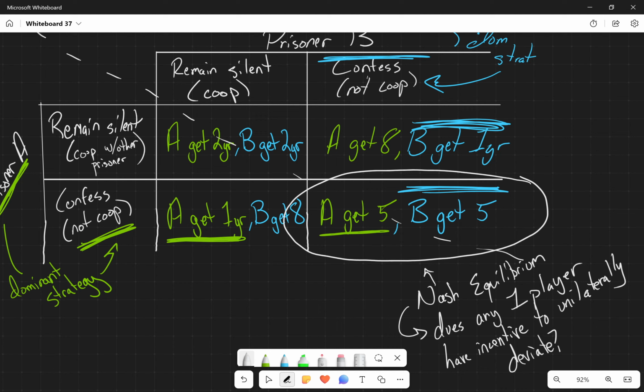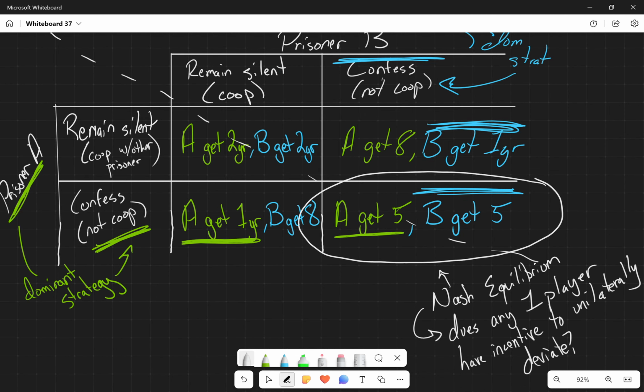So if you find yourself in this scenario and you're prisoner A, would you rather go back in time and deviate from your choice, from your strategy of confessing to remaining silent? If only you changed your strategy from confessing to remaining silent, you would go from getting 5 years of jail to 8 years of jail. So you don't want to do that. So there's no incentive for prisoner A to deviate from the current strategy.